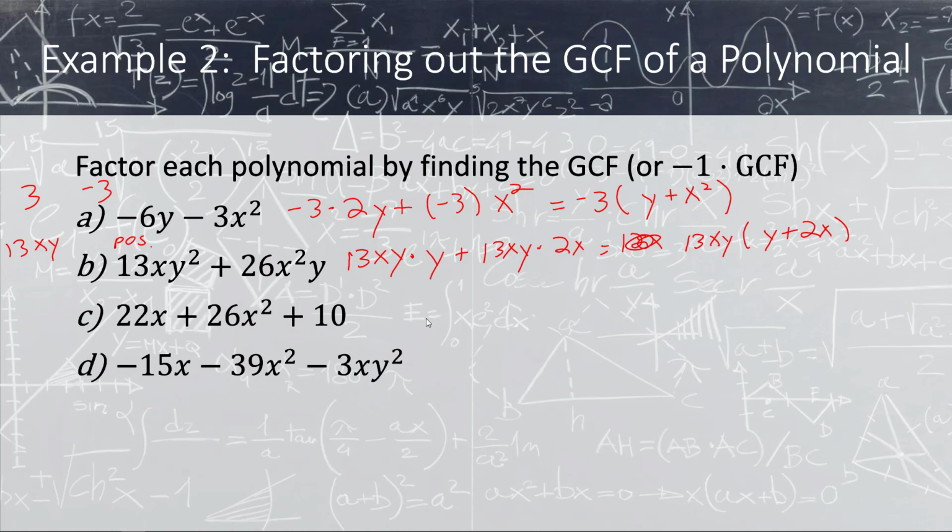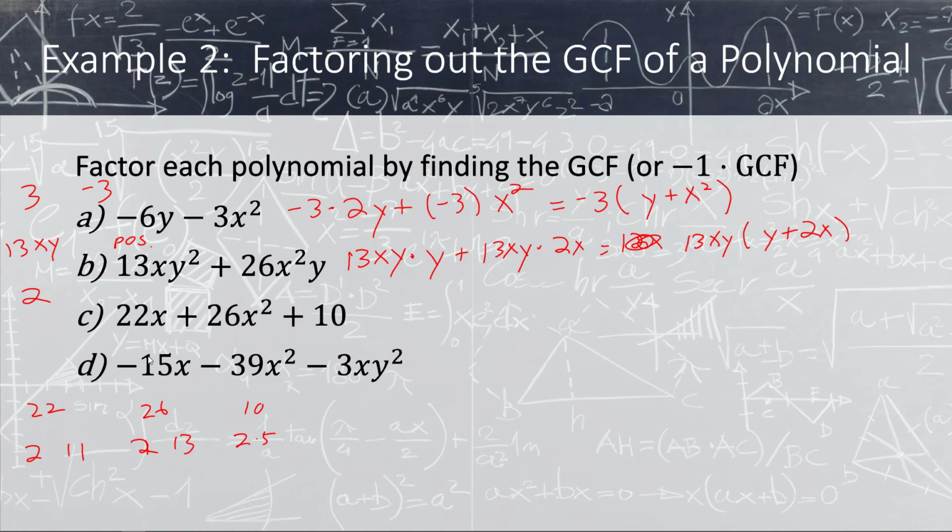Okay, for this one, the greatest common factor happens to be equal to 2. Why is that the case? Well, the factors of 22 are 2 and 11, both of which are prime. The factors of 26 are 2 and 13. The factors of 10 are 2 and 5. And since this has no x, y, or z terms, it's just simply 2.